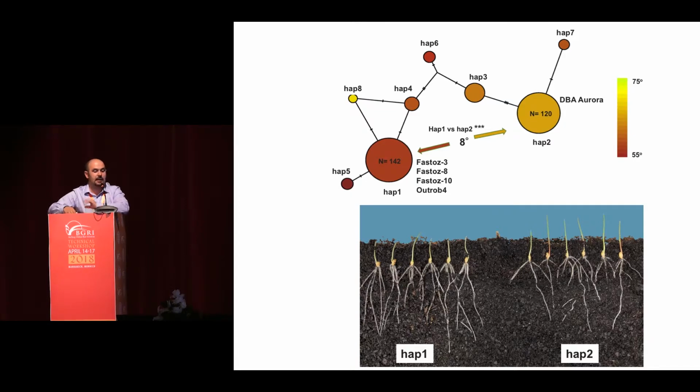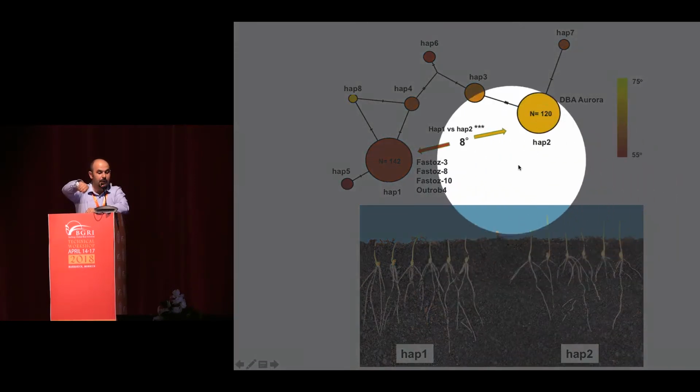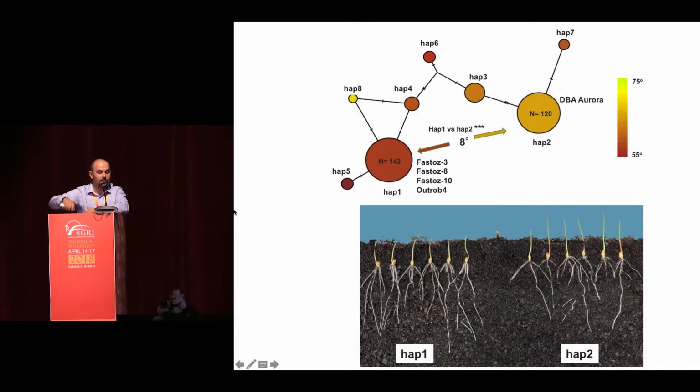This is just to give you a taste of how the phenotypes look for each one of those haplotypes. As you can see here, those plants are one of the parents, actually, it's Outback, and the other set is the DB Aurora parent.